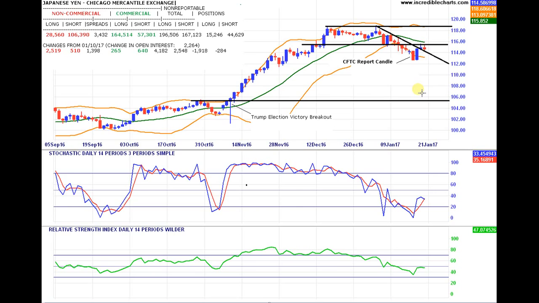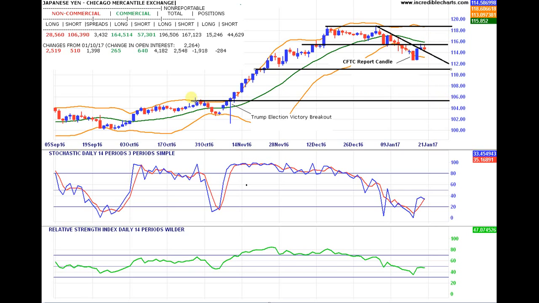Now, in terms of the first level of support, actually let me draw it in. It's actually, in our view, the 111 level. I did this off the longer term charts in the previous videos, so I won't do it now. It is 111, if I could draw a straight line. So that's the first major level in our view.